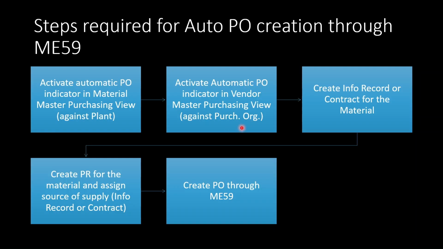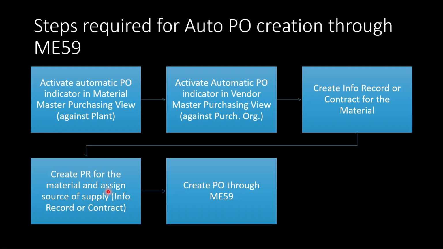Then once you have marked these two indicators, you have to create an info record or the contract for the material. Now this info record or contract will behave as a source of supply for that particular material. So in order to do this automatic PO creation, source of supply is mandatory. And this source of supply shall be maintained in the system either in the form of info record or the contract. Once you have created this source of supply, you will create the purchase requisition and assign this source of supply in the PR line item. So these two steps are very important: you have to create an info record or a contract, and that info record or contract you have to assign to your purchase requisition line item once you have created it.